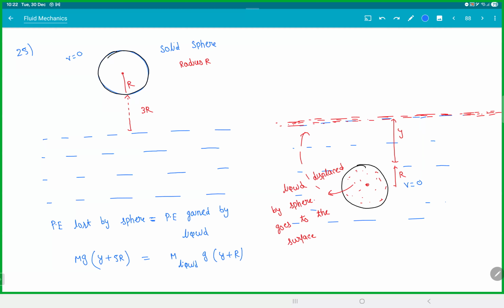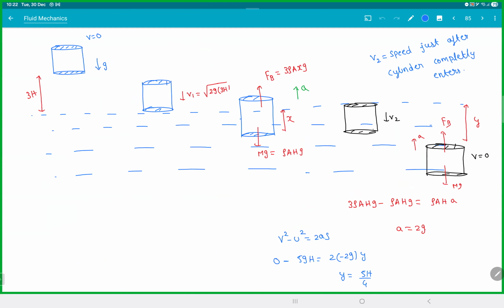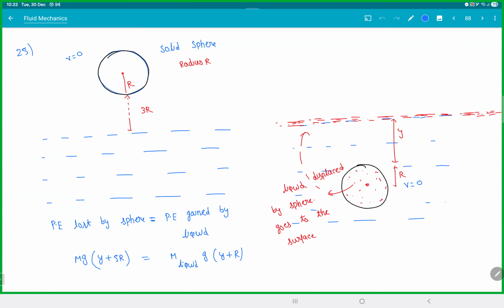But is this logic clear, everyone? So if they had to ask you only the depth, right? Even the previous question you could have done like this, isn't it? The only difference would be in case of mass of a sphere, you have to take mass of a cylinder. The volume would still have got cancelled anyway. It wouldn't have mattered. Clear, Samyak? This is the conservation of energy, I think.